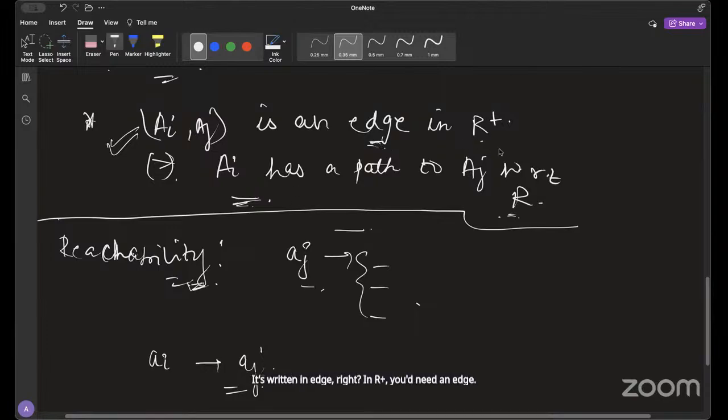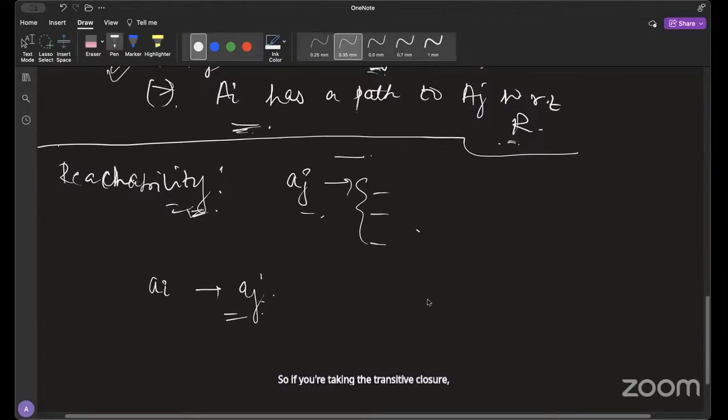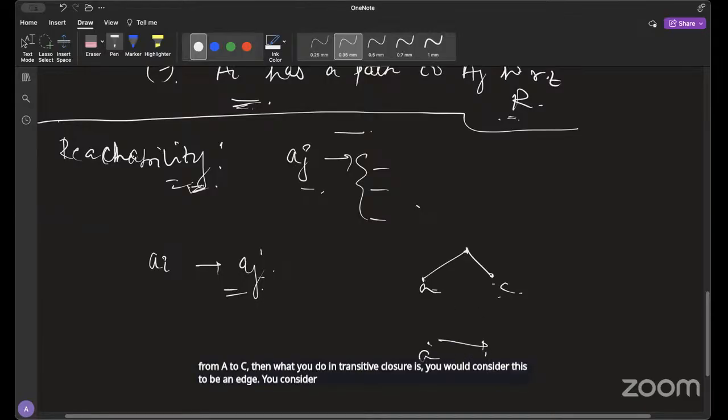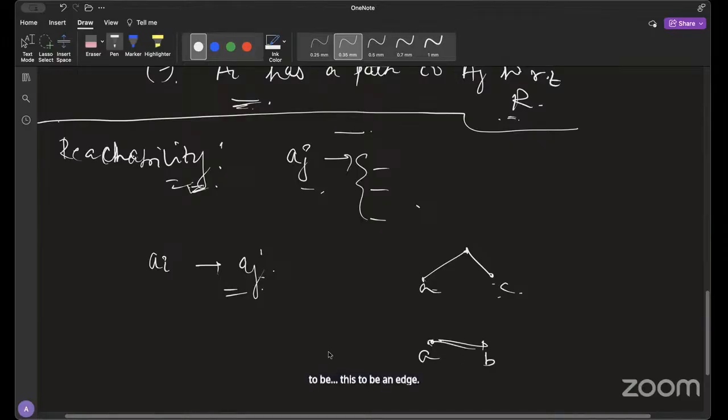So if you're taking the transitive closure, if you just have a path from A to C, then what you do in transitive closure is you consider this to be an edge. You consider this to be an edge. Is that okay? In the transitive closure, we will consider S to be an edge, and this will remain intact.